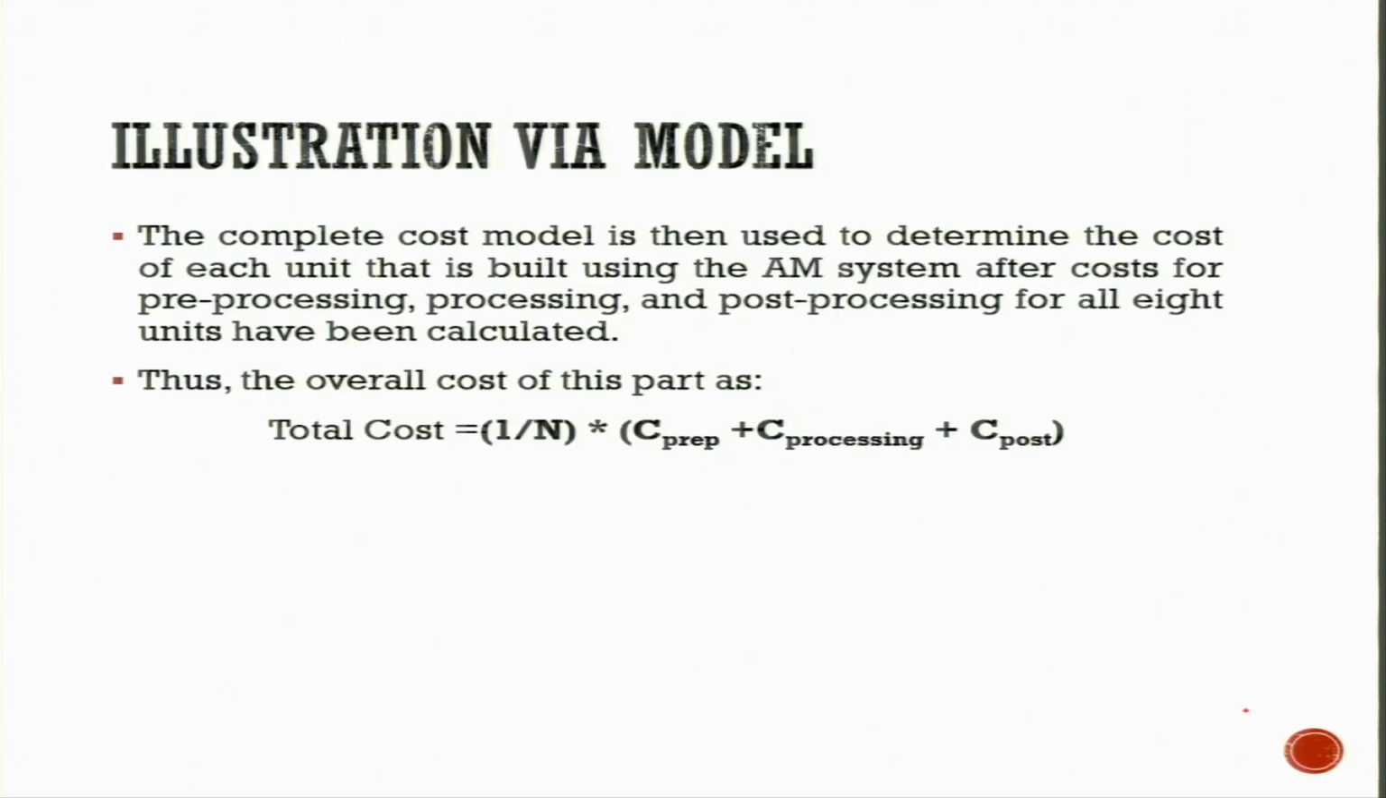4554.75. Now, the total cost would be 1 by n, that is 1 by 8 into the cost of the pre-processing, that is rupees 300, plus the cost of the processing, that is rupees 16,880, plus the cost of the post processing, that is rupees 4,555 I will put for the ease of calculations. So, this is 1 by 8 of the value 21735 is equal to rupees 2716.